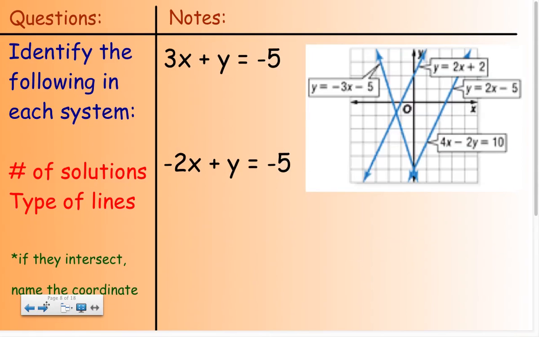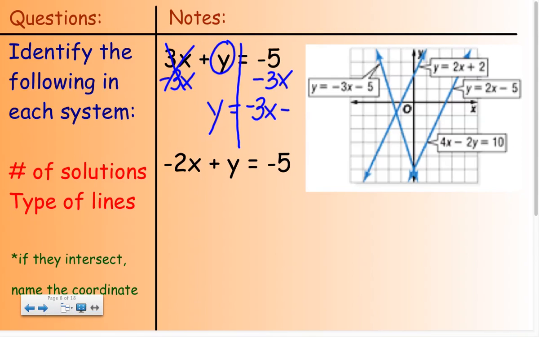All right, identify the following in each system. So 3x plus y equals negative 5. Now I'm looking at my graph and I don't see that equation over there. So that must mean I need to get this equation in slope-intercept form. So I'm going to try to get y alone and subtract 3x on both sides. This is what I did earlier on that other problem. Now remember, we can't combine negative 5 and negative 3x. We have to keep them separate because they're not like terms.